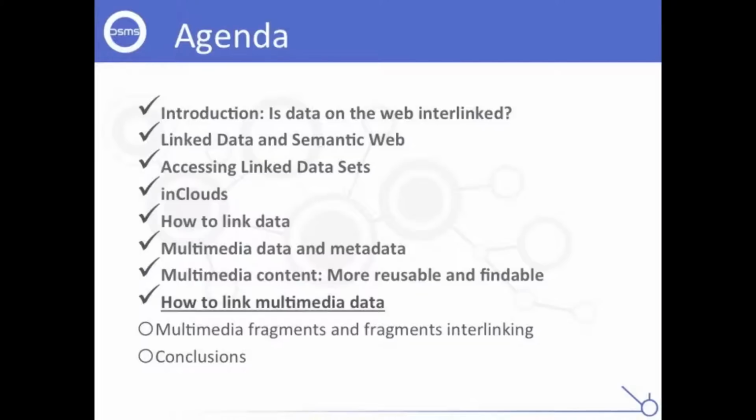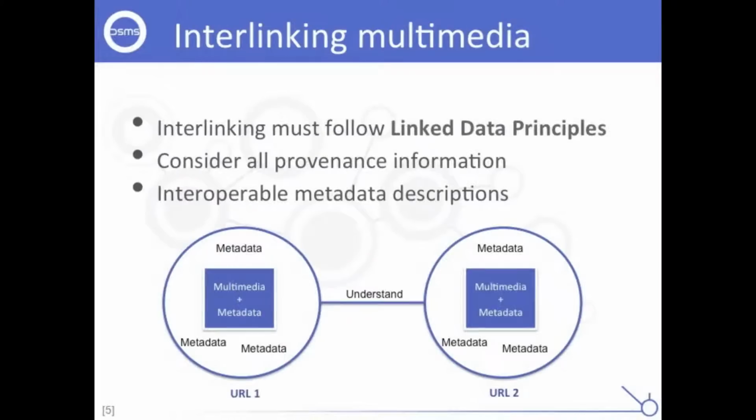How to link multimedia data. Interlinking multimedia should follow the same principles as normal linked data. In the interlinking process, all kinds of provenance information must be used in order to provide a wider field of information. Also, all the metadata must be considered in a standard ontology, so that the whole multimedia descriptions can be interoperable.